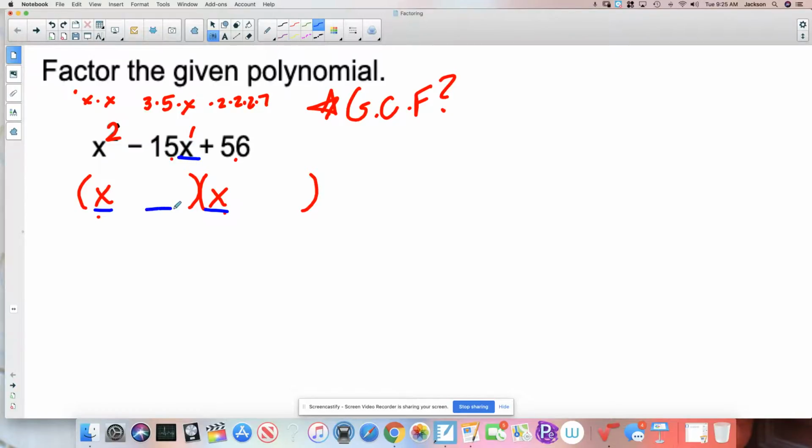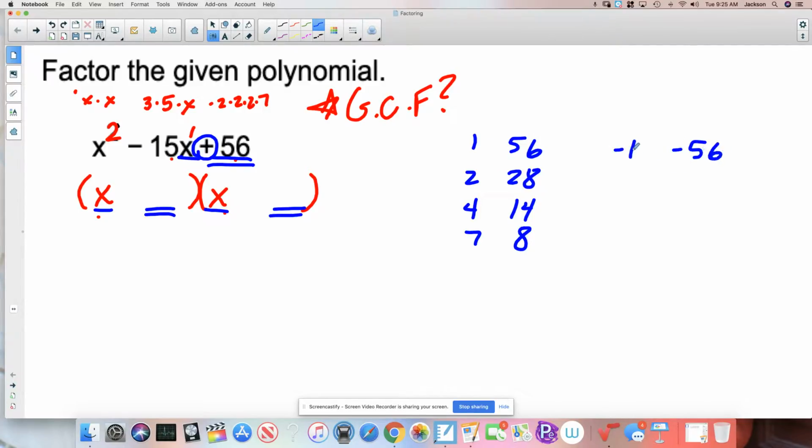Now, after that, the numbers that go in these two spaces have to multiply to be this. 56 has a limited number of factors. We've got 1 and 56, 2 and 28, 4 and 14, and then 7 and 8, and I believe that's the entire list. So what's important after this is you look at the signs. This is positive, so the numbers that go here have to multiply together to get a positive number. That could be two positive numbers. It could also be two negative numbers, because negative 1 times negative 56 is positive 56 as well.